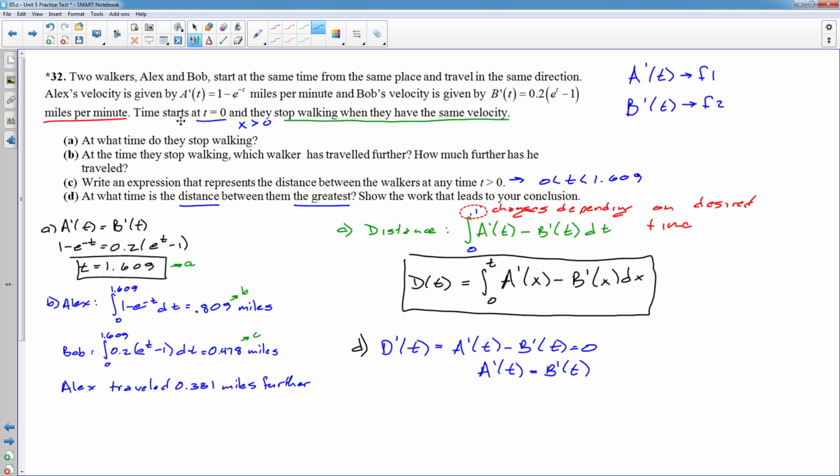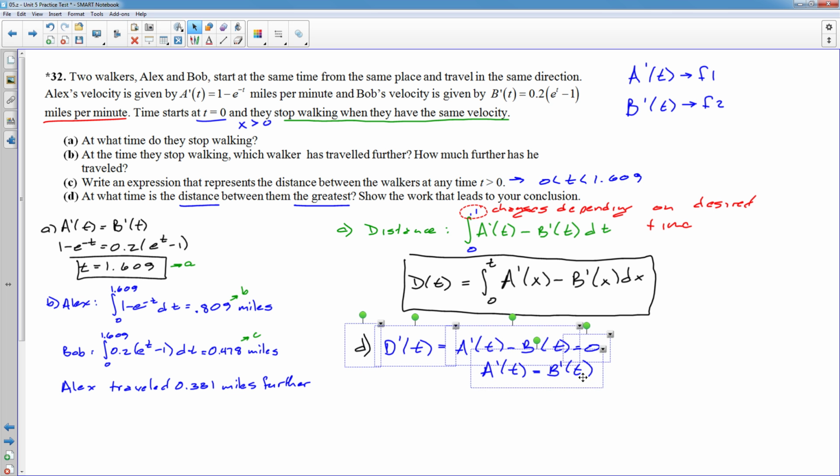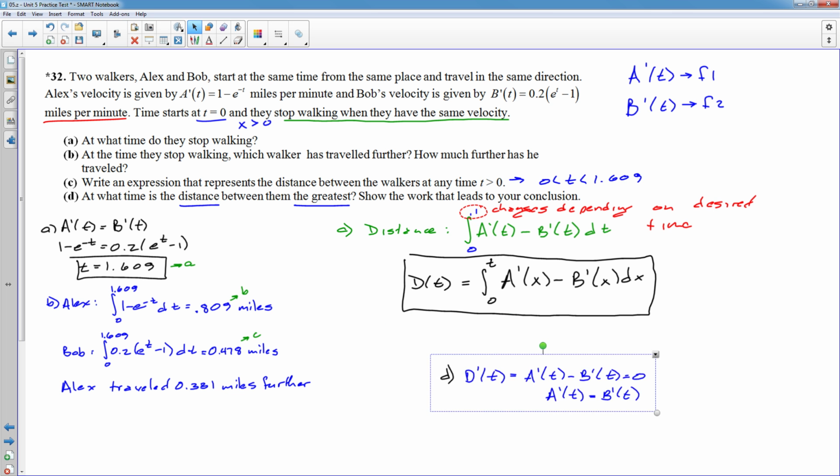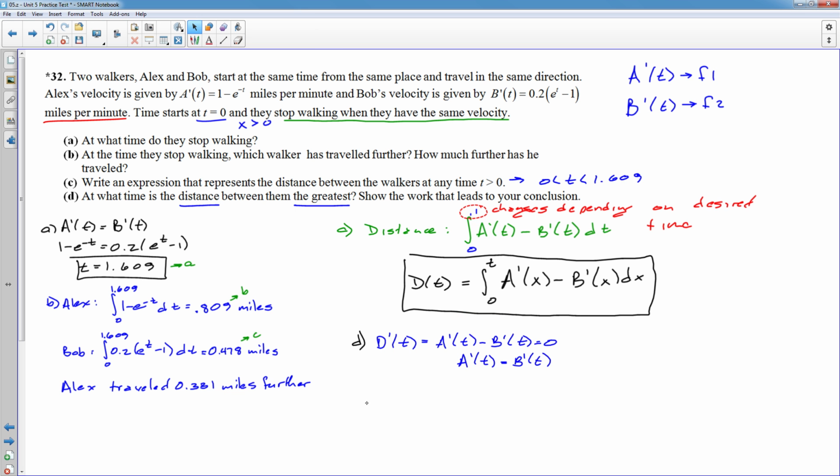And this is kind of a silly question. I hesitated there a second ago because I realized that this was kind of a goofy question. Well, this equation, a prime equals b prime, we have already answered, and that's what we answered in part A. So the critical number is going to be t equals 1.609. And we actually stored that in part A, and we still have that stored.